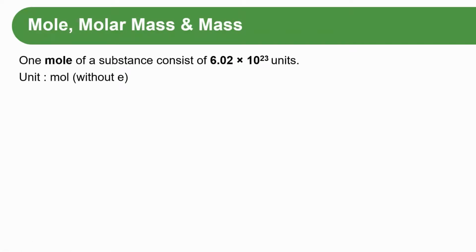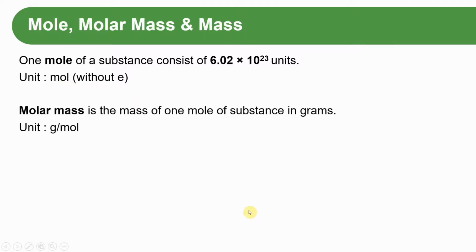So as a recap, let's look at the meaning of mole again. 1 mole of substance consists of 6.02 times 10 to the power of 23 units. And the unit for mole is mol without the E. And molar mass is the mass of 1 mole of substance in gram. And now we want to have a formula to relate all these 3: mole, molar mass, and mass. And we can come up with a simple formula: mass equals mole multiplied by molar mass. If you look at the unit here, gram per mole, multiplied by mole, we get gram.